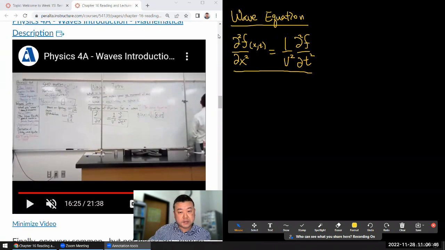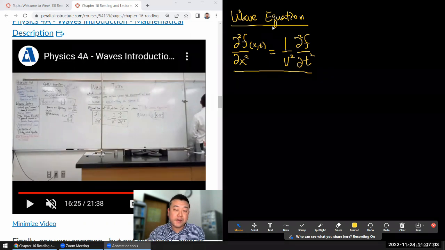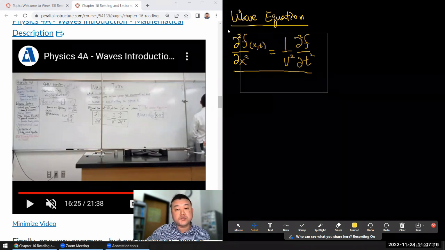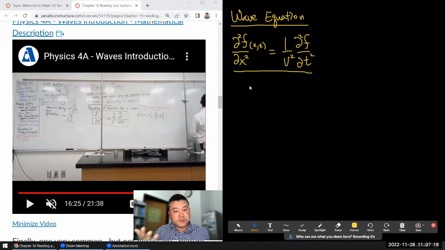You will see this wave equation derived in physics 4B. If you take physics 4B with me, the very last thing we do at the end of the semester is use Maxwell's equations, which describe electromagnetism, and derive a wave equation for electromagnetic waves. So it comes from physics. That's one example. For each physical situation, how this wave equation comes about is situation dependent, because it's very specific to the physical setup that you are looking at.